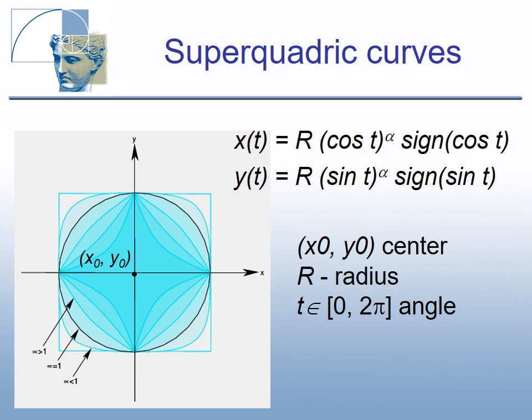Superquadratic curves are very popular in computer graphics. They can be given by the shown tricky parametric equations. The key parameter influencing the shape is the power alpha. If alpha equals 1, it is a circle. If alpha is greater than 1, it is a kind of star shape with high curvature vertices. If alpha is less than 1, it is a curve approaching a rectangle.